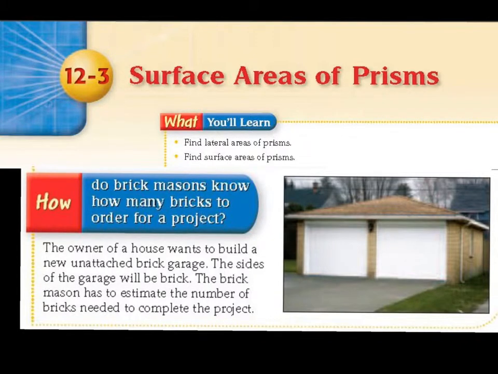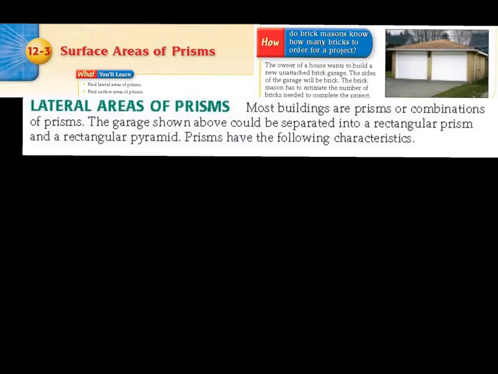The owner of a house wants to build a new unattached brick garage. The sides of the garage will be brick. The brick mason has to estimate the number of bricks needed to complete the project. Most buildings are prisms or combinations of prisms. The garage shown above could be separated into a rectangular prism and a rectangular pyramid.